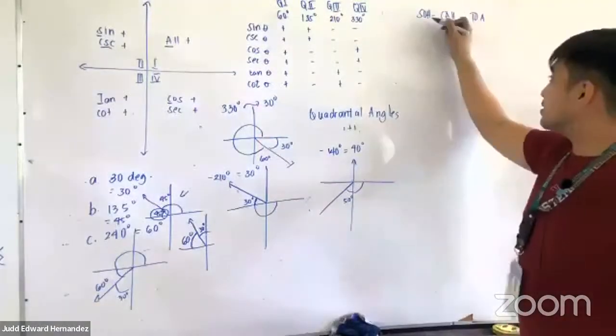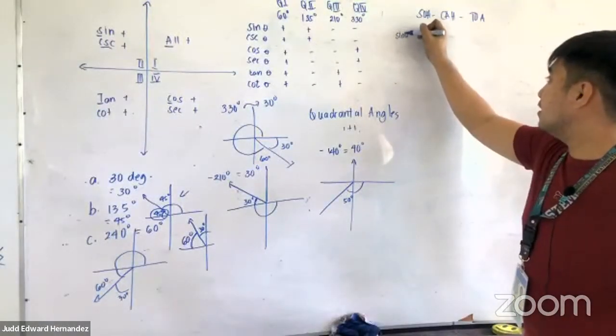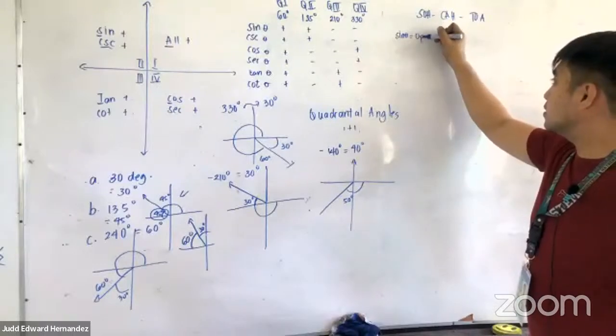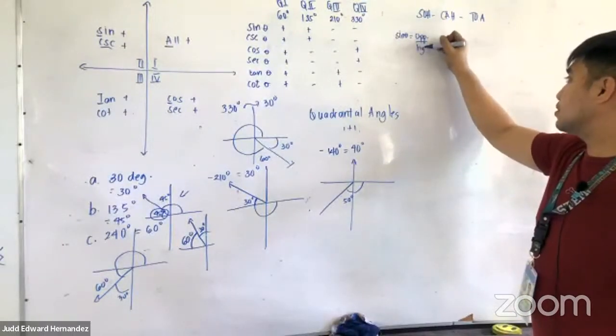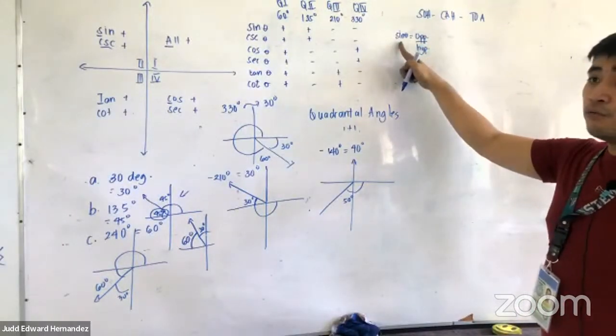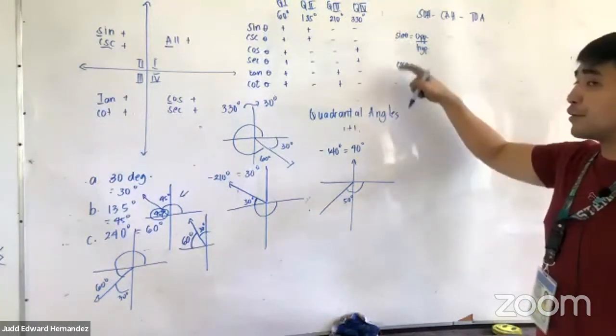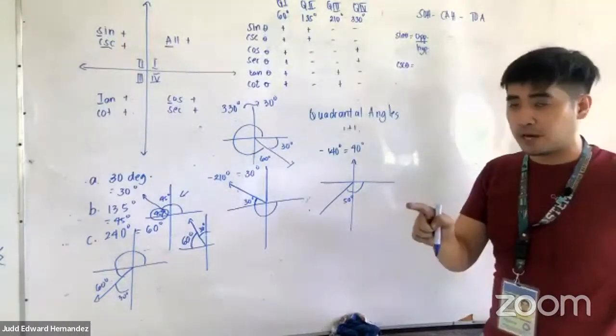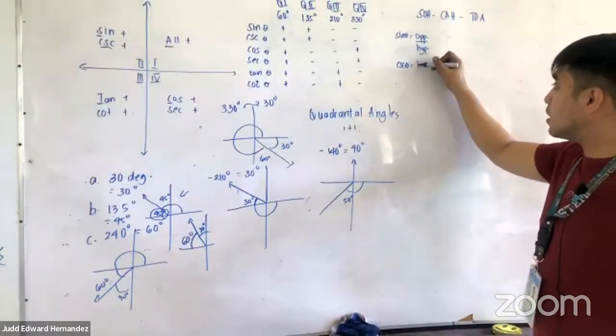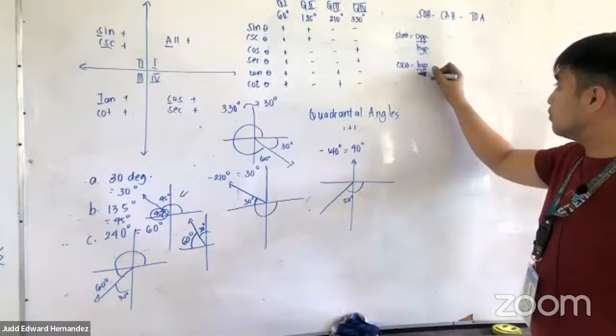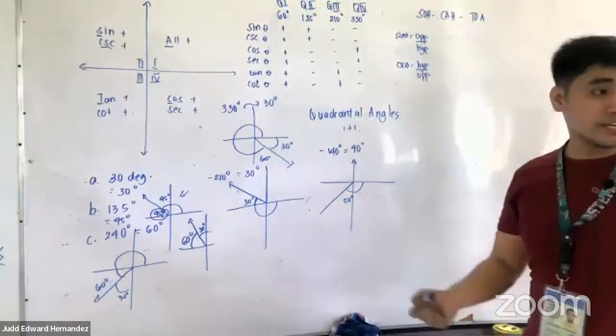Sine theta is equal to opposite over hypotenuse. Therefore, the co-function of sine is cosecant theta. When we say cosecant theta, they are co-functions. It is just the reciprocal, so it becomes hypotenuse over opposite. Is that clear? Yes. Okay.